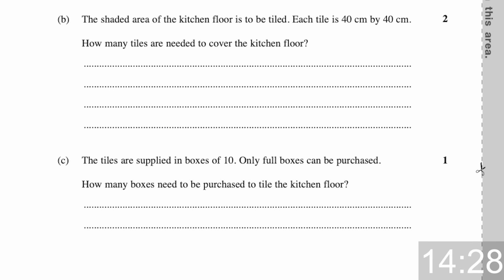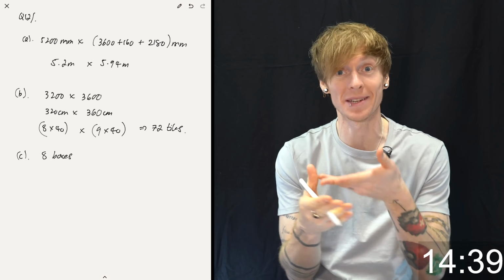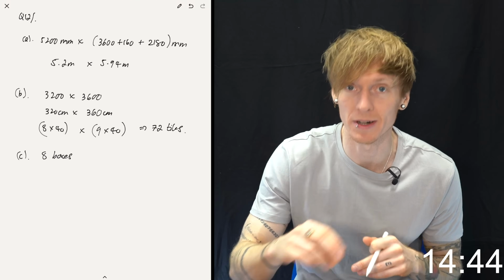Oh, there's a part C. Keep it going. Tiles are supplied in boxes of 10. Only full boxes can be purchased. How many boxes are needed? We need 8 boxes because, annoyingly, we're going to need those extra 2 above 70. I have to buy an 8th box. All right, let's keep it rolling.